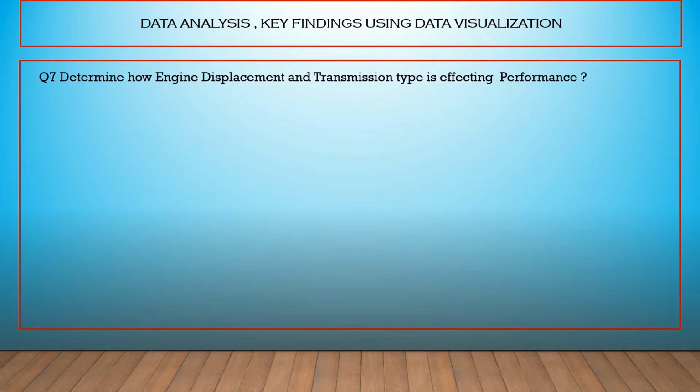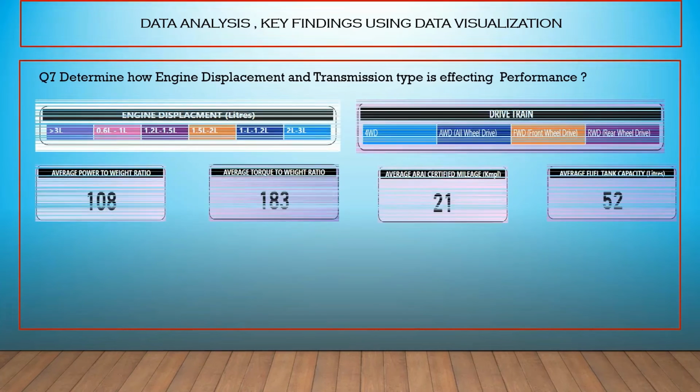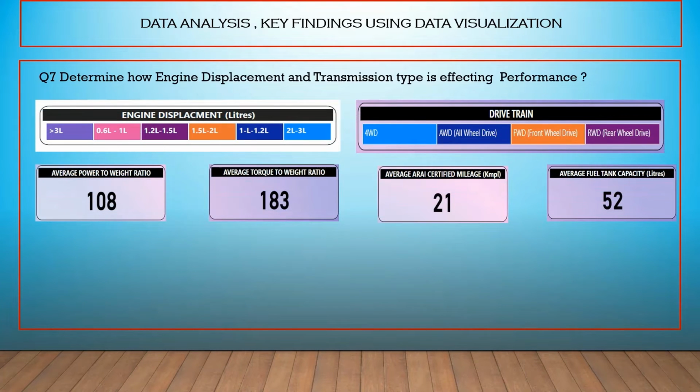Our next objective is to determine how engine displacement and transmission type is affecting the performance. Here we have multiple slicers. One is engine displacement and the other one is the drivetrain. And here we have the cards which shows the performance as and when we filter the things using the slicers.